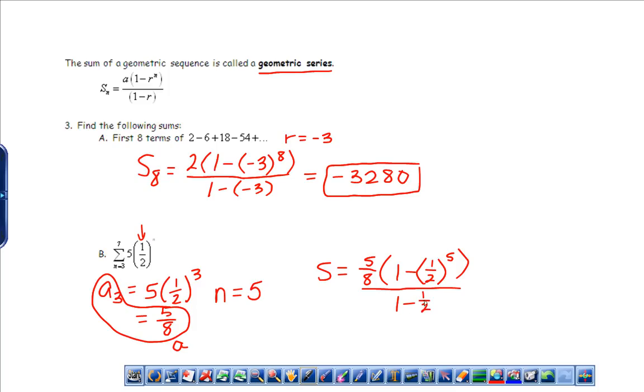Now again, this is really getting into where it's not necessary to have a calculator, but you would have a calculator because the numbers are so messy here. And you're going to get 75 over 128. Really want to encourage you to type this out into your own calculator and make sure you get the same number I get.